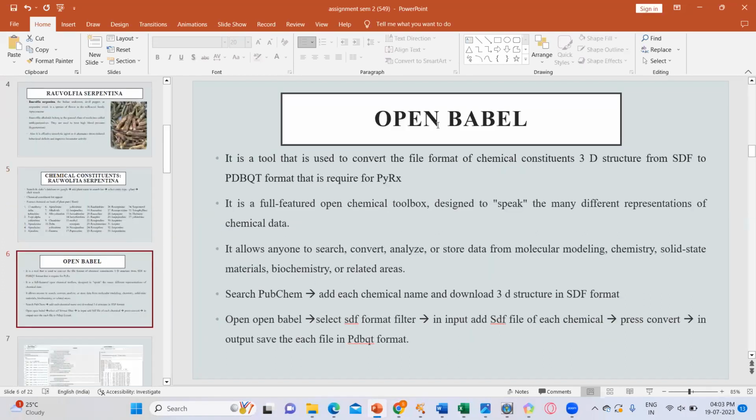Further, we have to open the OpenBabel. It is a tool to convert the file format of the chemical constituents' 3D structure from SDF to PDBQT format that is required for PyRx.